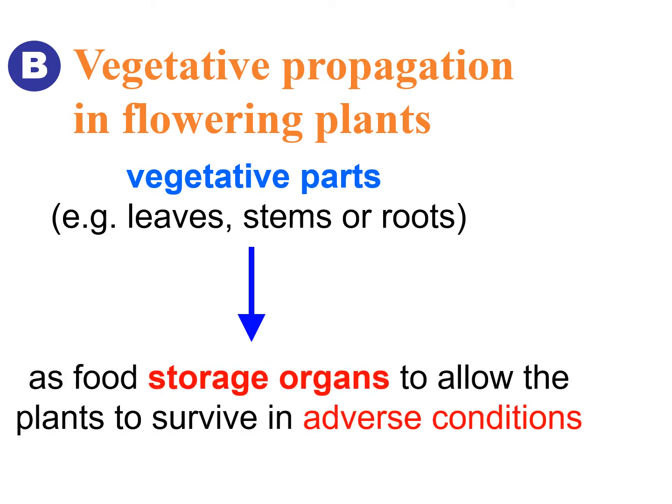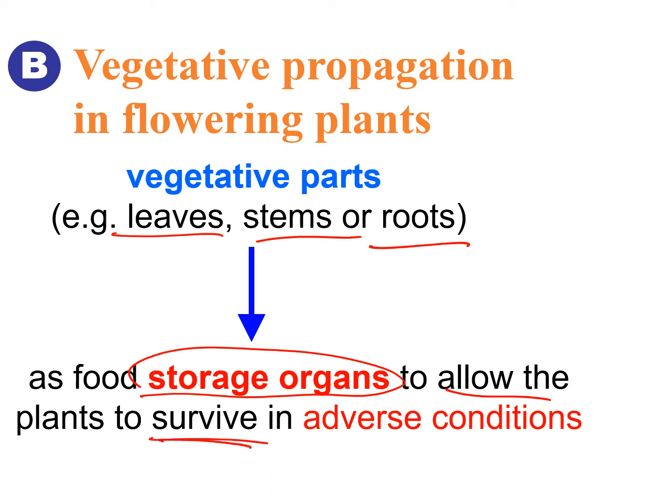For the leaf, stem, and the root, once you cut it out, they actually have some food storage inside the stem or the root. They actually have sugar inside. And these storage organs allow them to survive in some very bad conditions, adverse conditions, 好嚴峻嘅環境.